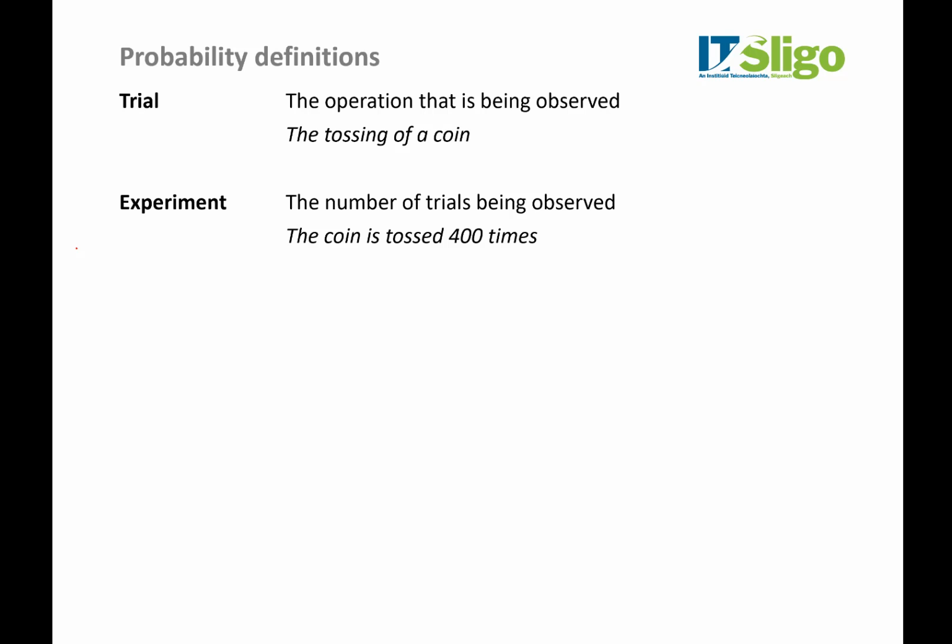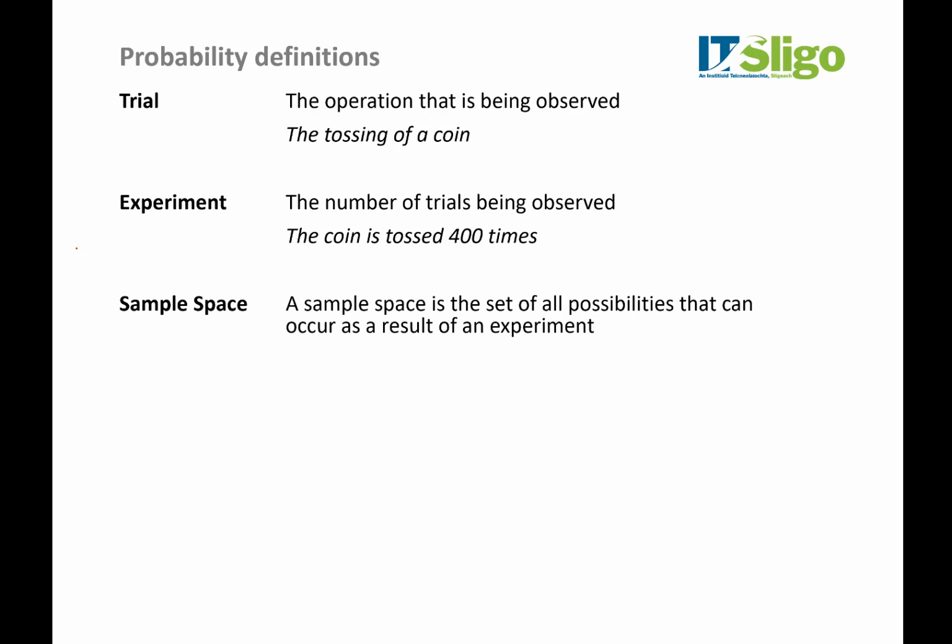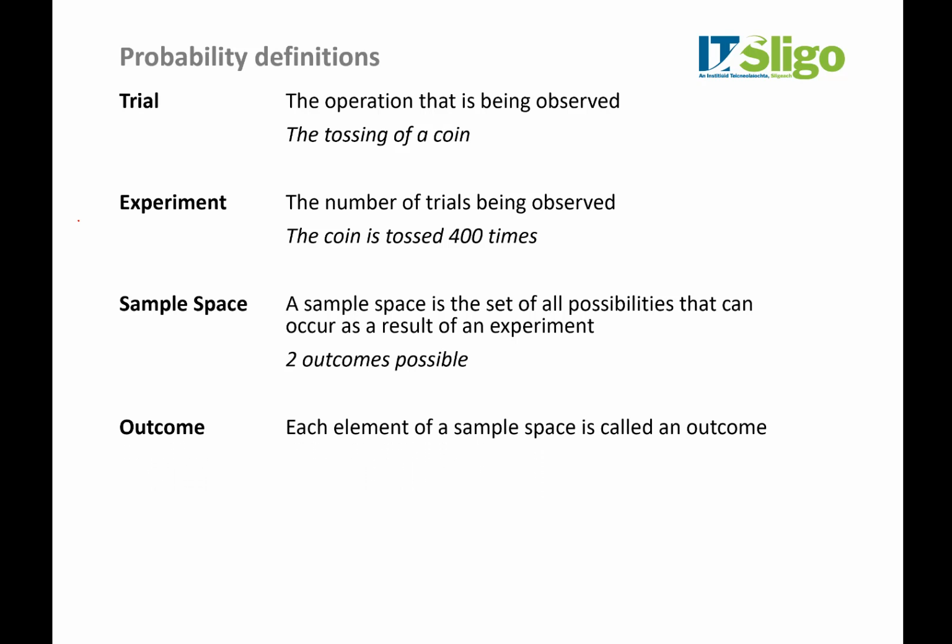So that's the experiment. The sample space is the set of all possibilities that can occur as a result of this. So in the coin tossing scenario, there's two outcomes possible. And an outcome is essentially each element in here. So heads and tails are both outcomes. The sample space would have two outcomes, and then we can list each outcome as heads or tails.